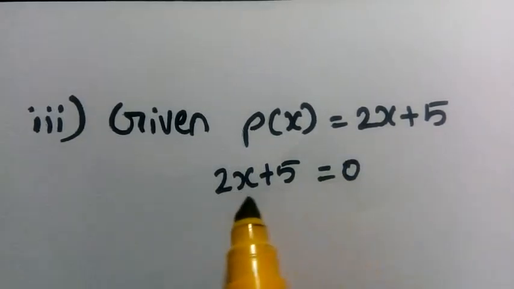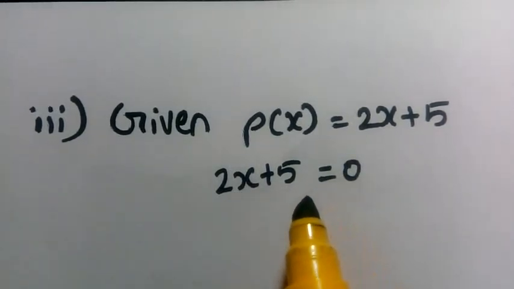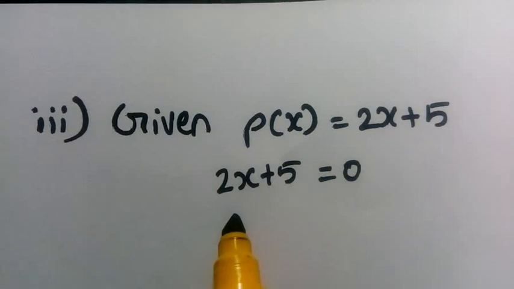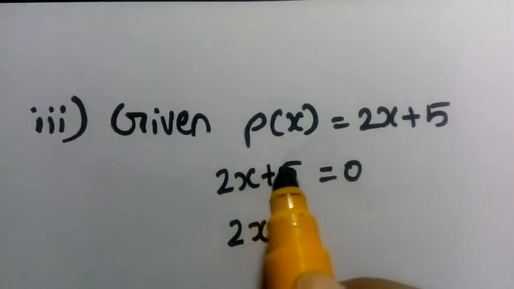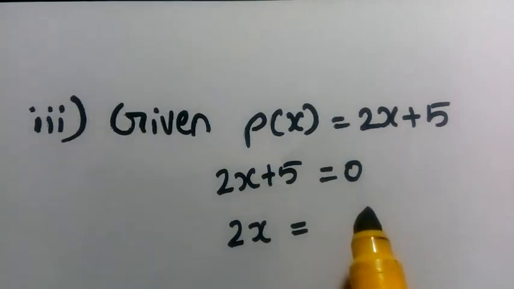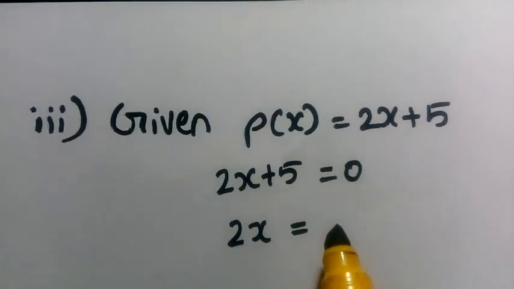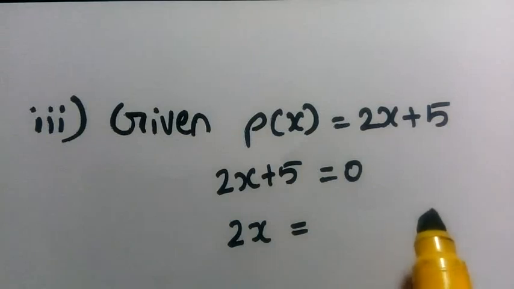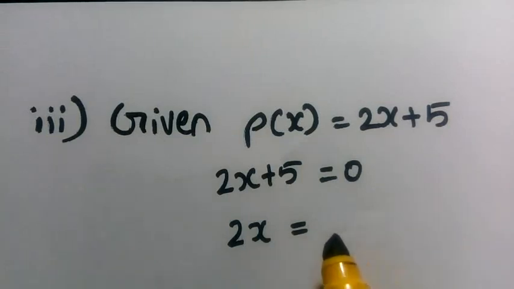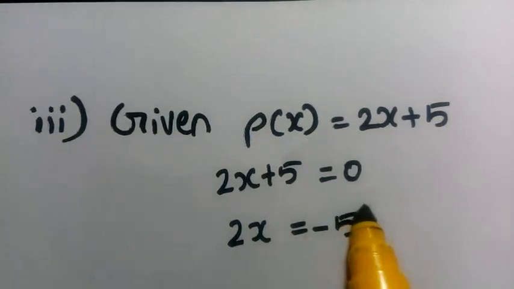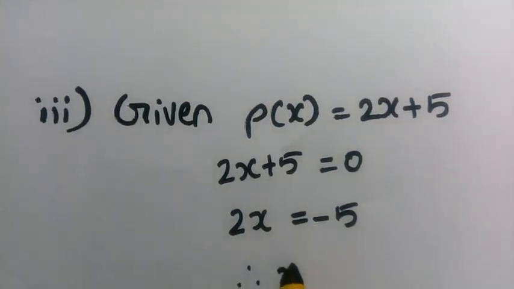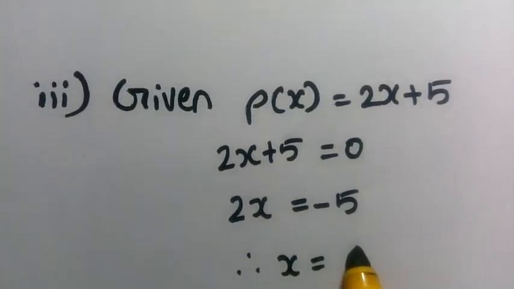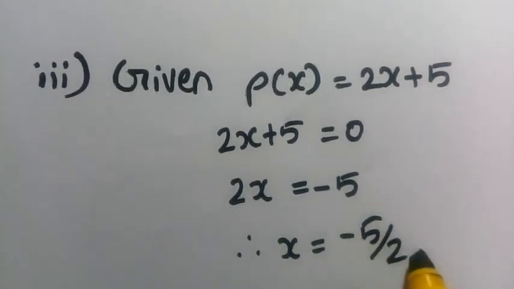Now we need to solve this equation. So the next step: 2x is equal to, plus 5 will go to the opposite side. That time it will become minus 5. So here will come 0 minus 5. What is 0 minus 5? 0 minus 5 is minus 5. Therefore, x is equal to minus 5 by 2.